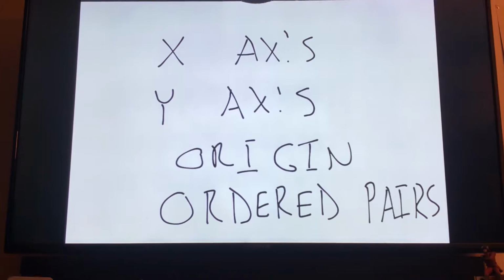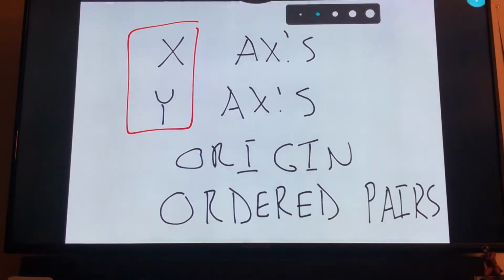Ordered pairs are going to be hanging out with us on the good old x and y axis. And they will never go away. You will see them the rest of your mathematical career.